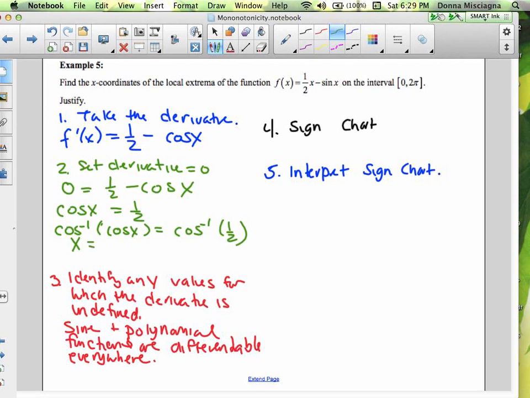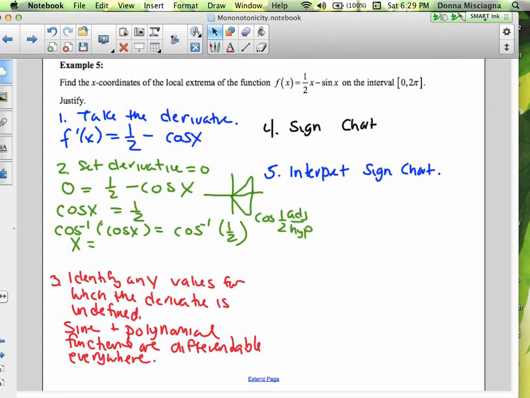Now we have arccos of 1/2. Draw yourself a little coordinate plane, and then ask yourself, where is cosine positive? Well, the triangle has to be either in the first or the fourth quadrants, and that will be in between our interval of 0 to 2 pi. So cosine is the adjacent over the hypotenuse.